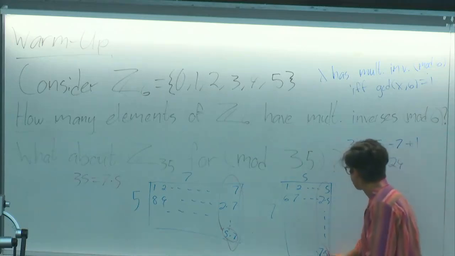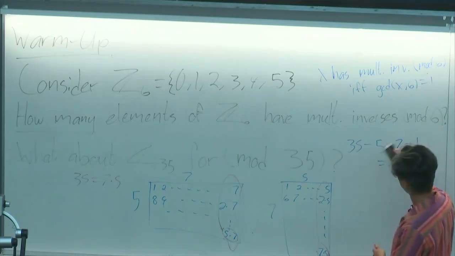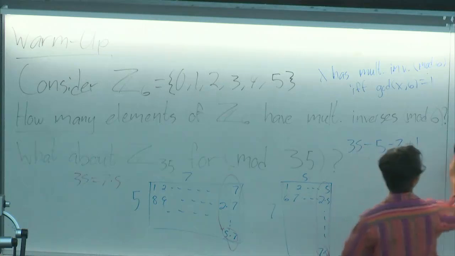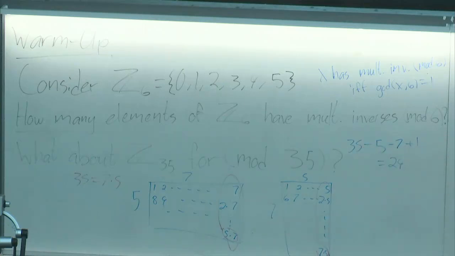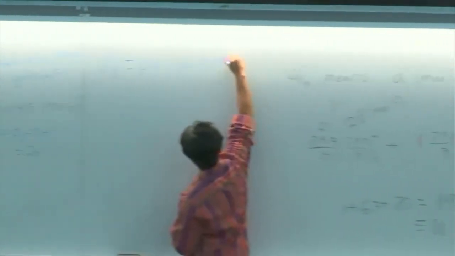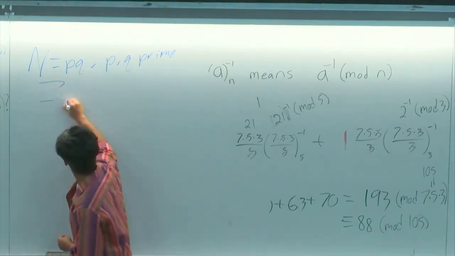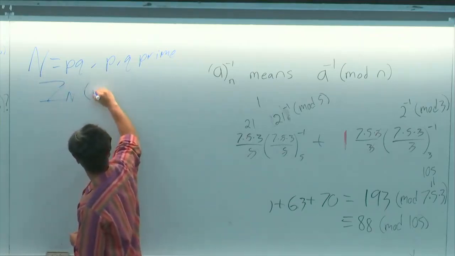So if I asked a more general question, I'm going to erase. Yeah, I'll erase this. So if I ask a more general question now, what about n equal to p times q for p and q prime? The question is, what about Zn mod n?